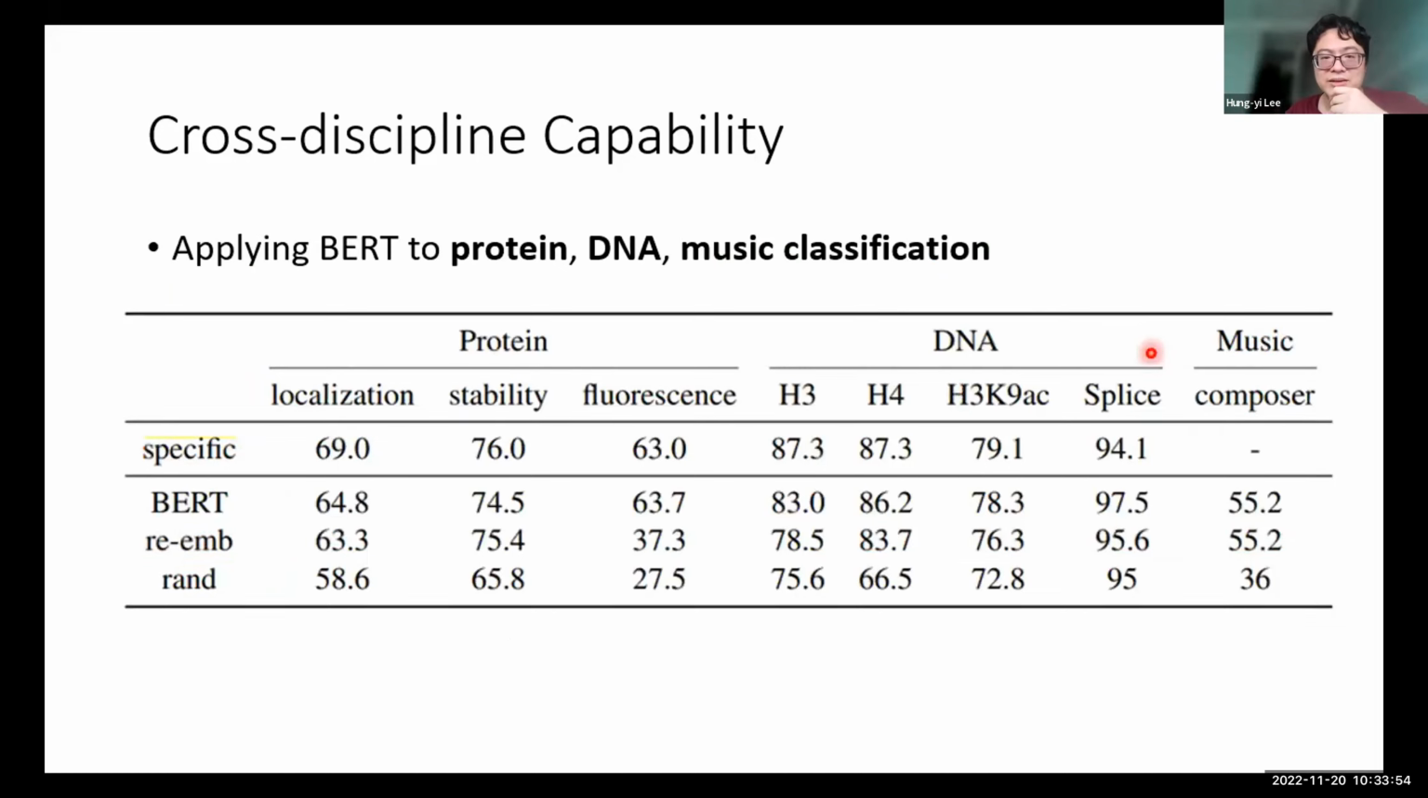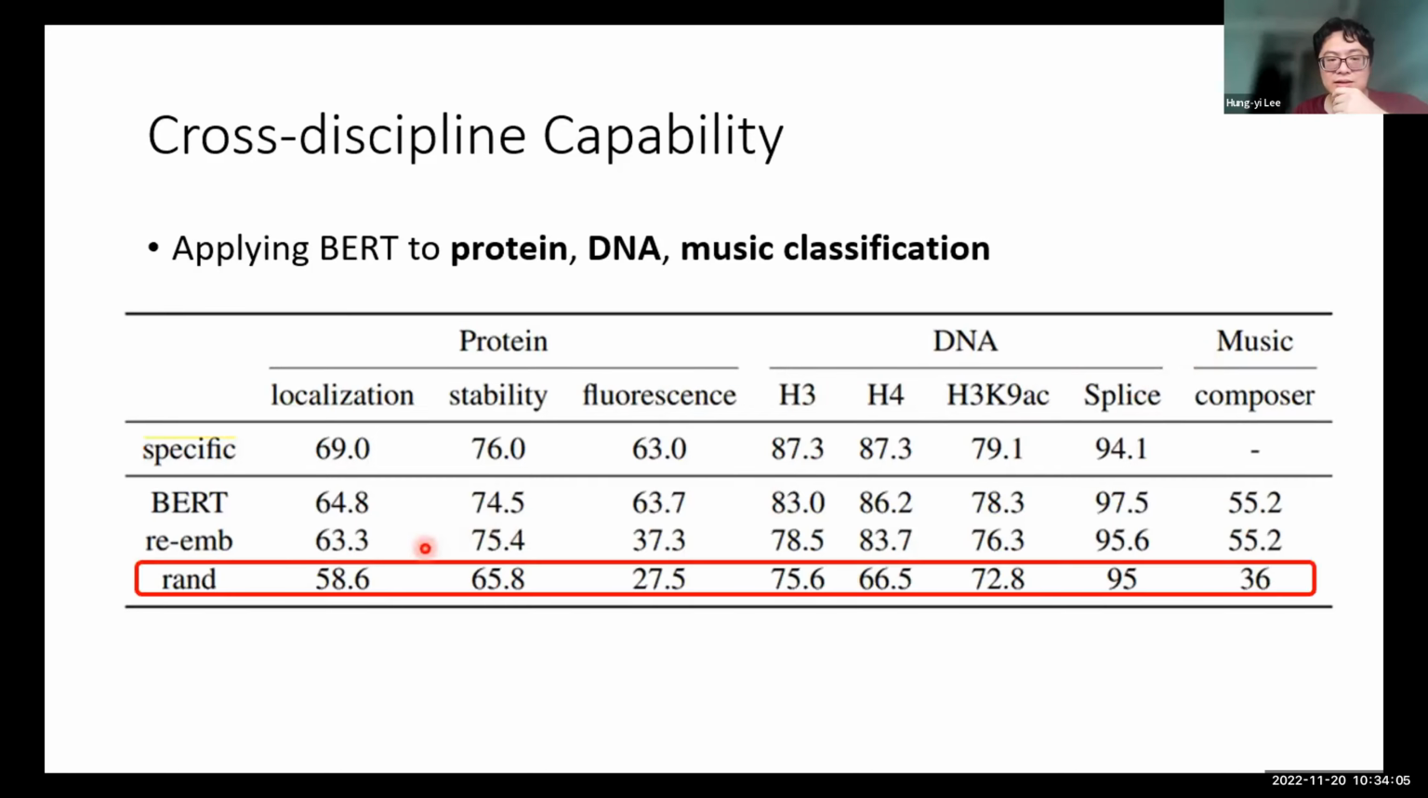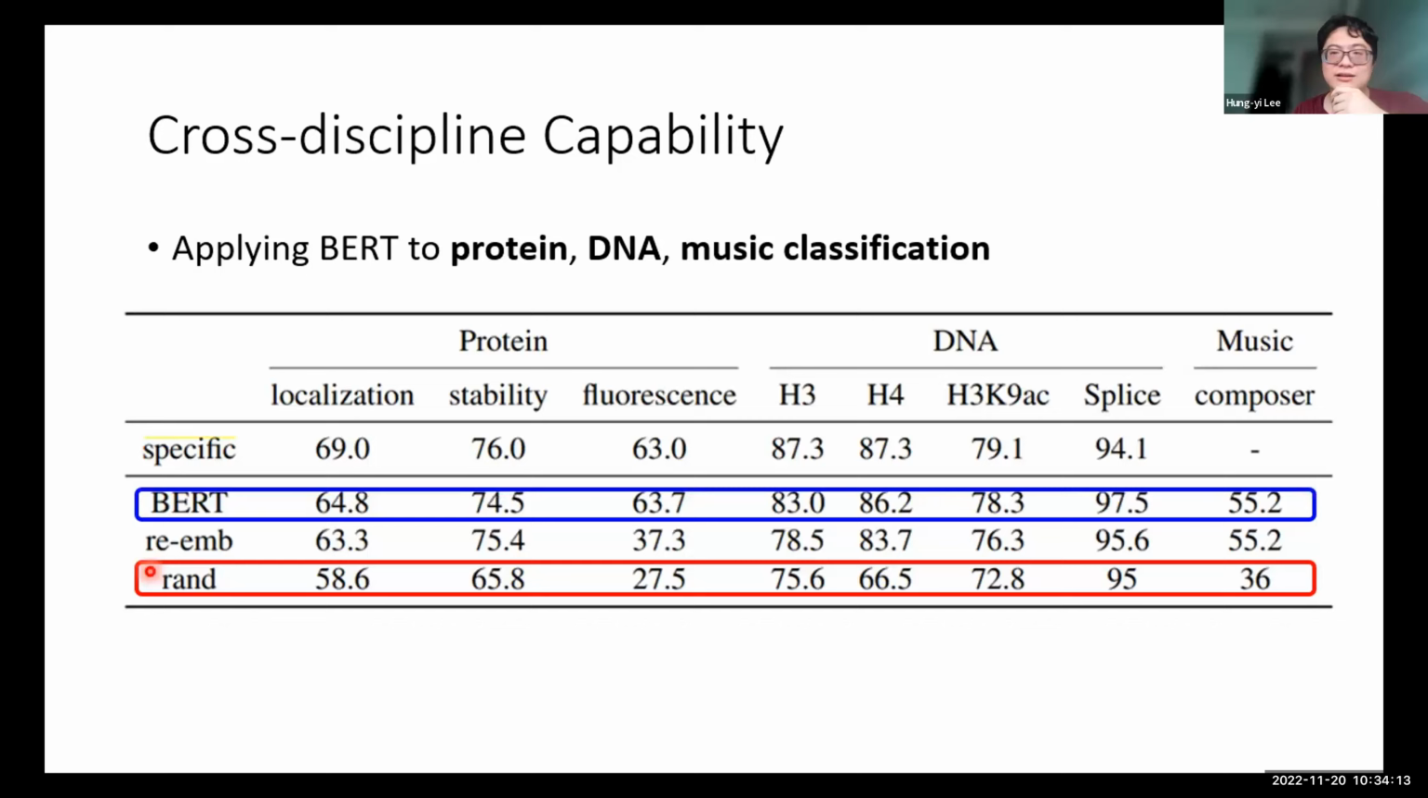And this is the experimental result. We tried 3 different protein classification tasks, 4 DNA classification tasks, and 1 music classification task. The result in the red box here is the result without initialization. And the result here is the result with initialization. We initialize the model by pre-training on English. And it is clear that on all the different tasks, pre-training on English is helpful. Pre-training on English is helpful for protein classification and DNA classification.